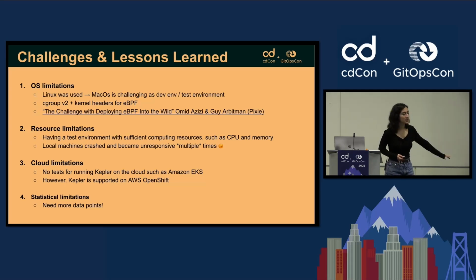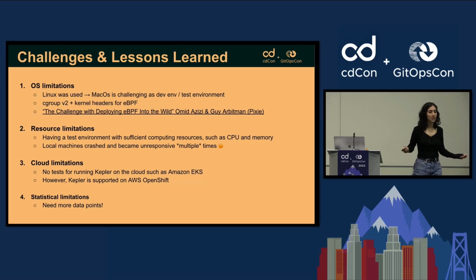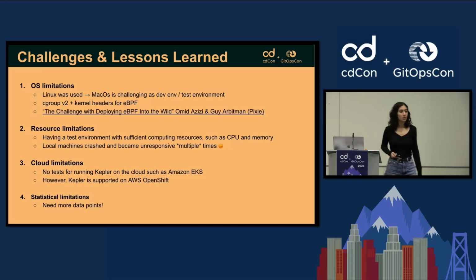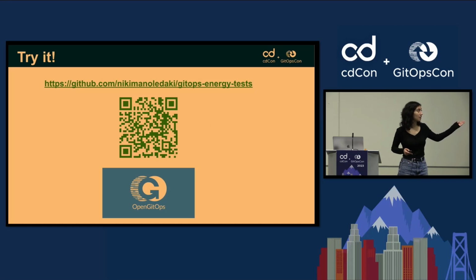And some statistical limitations is that we need way more data points, because we can show you a couple of examples or averages, but ultimately we need way more data points so that we can have actual information that has been tested on different environments hundreds of times, ideally, and for much longer periods of time as well, so that we can have a better picture of what the energy consumption of the software is. So you can try it yourself.